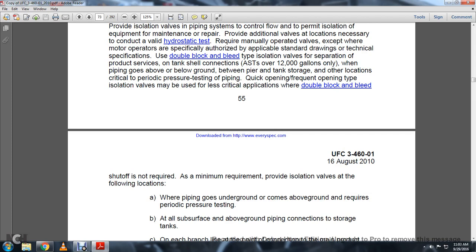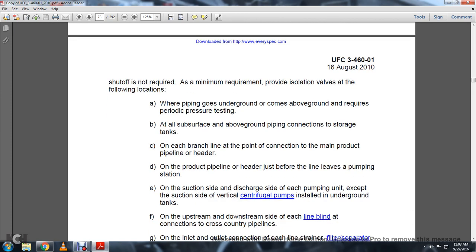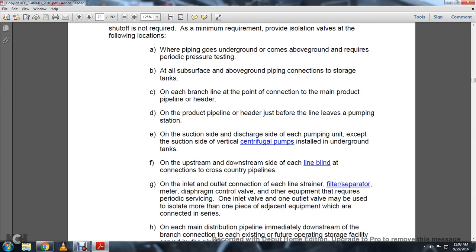A minimum requirement provided the isolation valve at the following locations. A. Where the pipe goes under the ground and becomes above the ground requires periodic pressure testing. B. It also services approved piping connections to storage tanks on each of the branch line of that pipe of connection to main product of the pipeline header. On the product pipeline with the header just before the lines leaves the piping station.